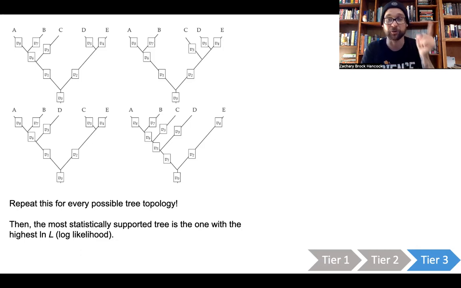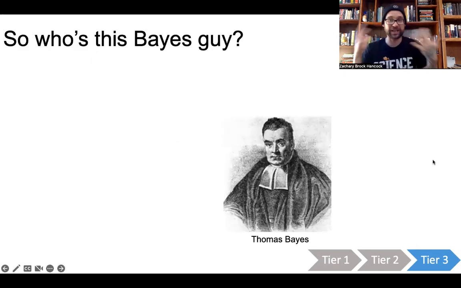We have to do that for every possible ancestral sequence, for every possible tree topology, and iterate it over all. And then we compare which one of those iterations, which one of those different ones that we recreated, gives us the highest log likelihood. And that's actually the one that we accept as the best explanation for the data itself. Okay, so that's the likelihood.